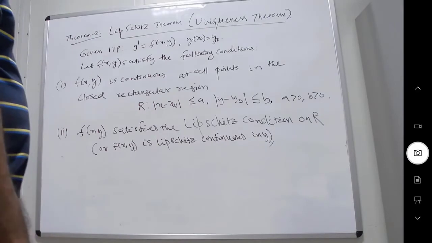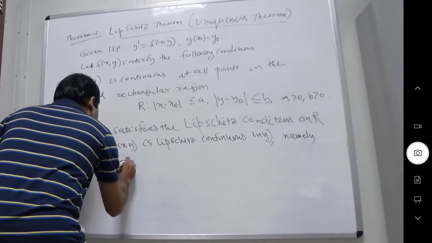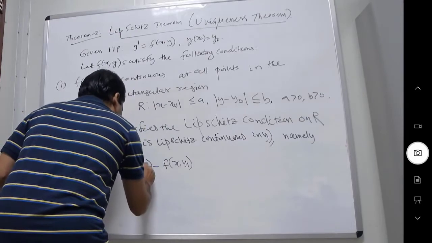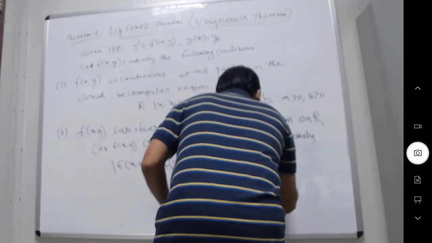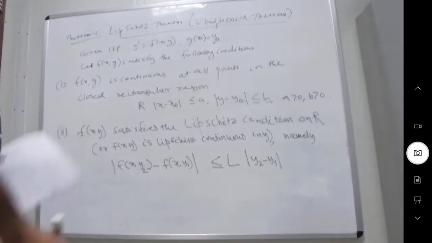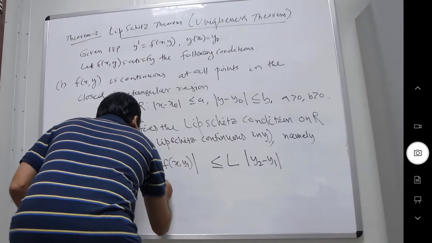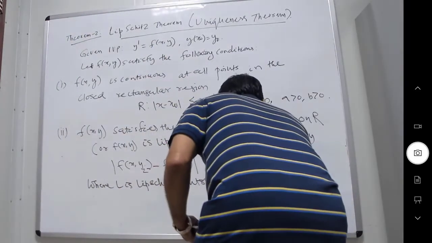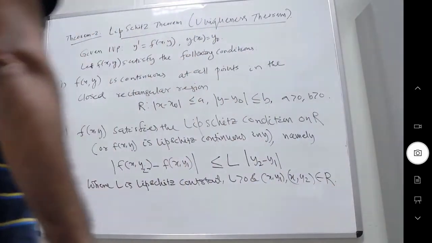So it satisfies the Lipschitz condition on R, namely, what is the Lipschitz condition? |f(x, y2) minus f(x, y1)| is less than or equal to a constant L times |y2 minus y1|, because it is Lipschitz continuous in y. Either way is fine, since these are moduli. Here L is the Lipschitz constant, which is positive, and (x, y1) and (x, y2) belong to this closed rectangular region R.